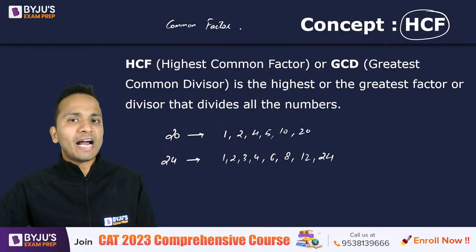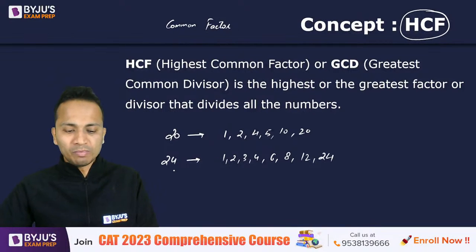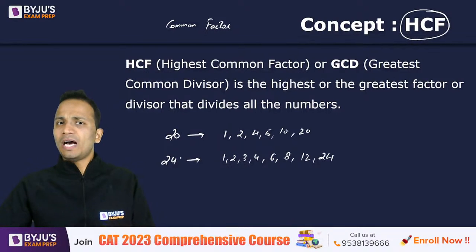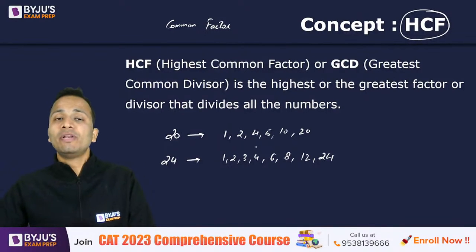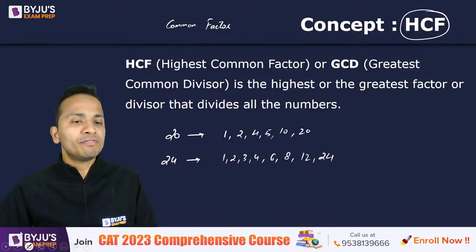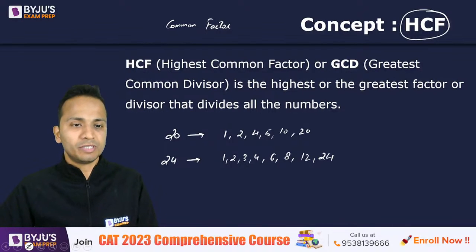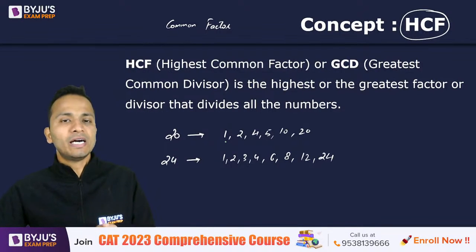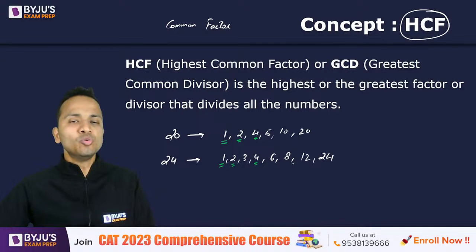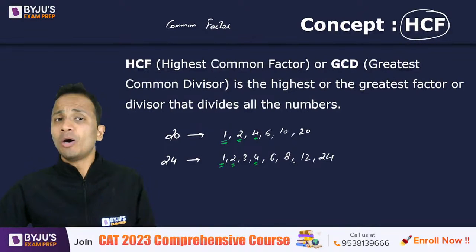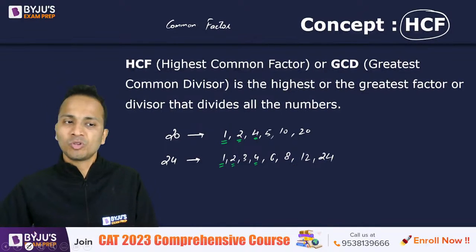Now, common factors. I have written two numbers at the bottom of the screen, and I have written all their factors. Now let us identify some of the common factors of these two numbers. I'll quickly underline the common factors. So 1 is a common factor, 2 is a common factor, 4 is a common factor, and that's it. So 1, 2, and 4 are the three common factors among these numbers, right?